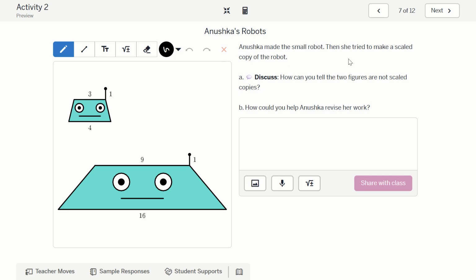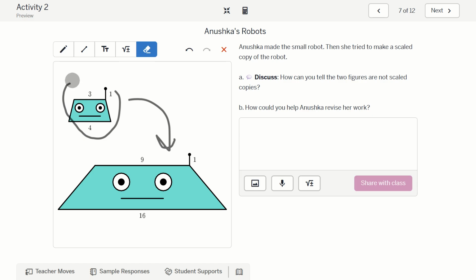Anushka made a small robot, then she tried to make a copy of that robot. Her robot's right here. This is the original robot. This is the copy. Is this scaled? Is it not scaled? We'll go ahead and do that first. With your group, discuss.